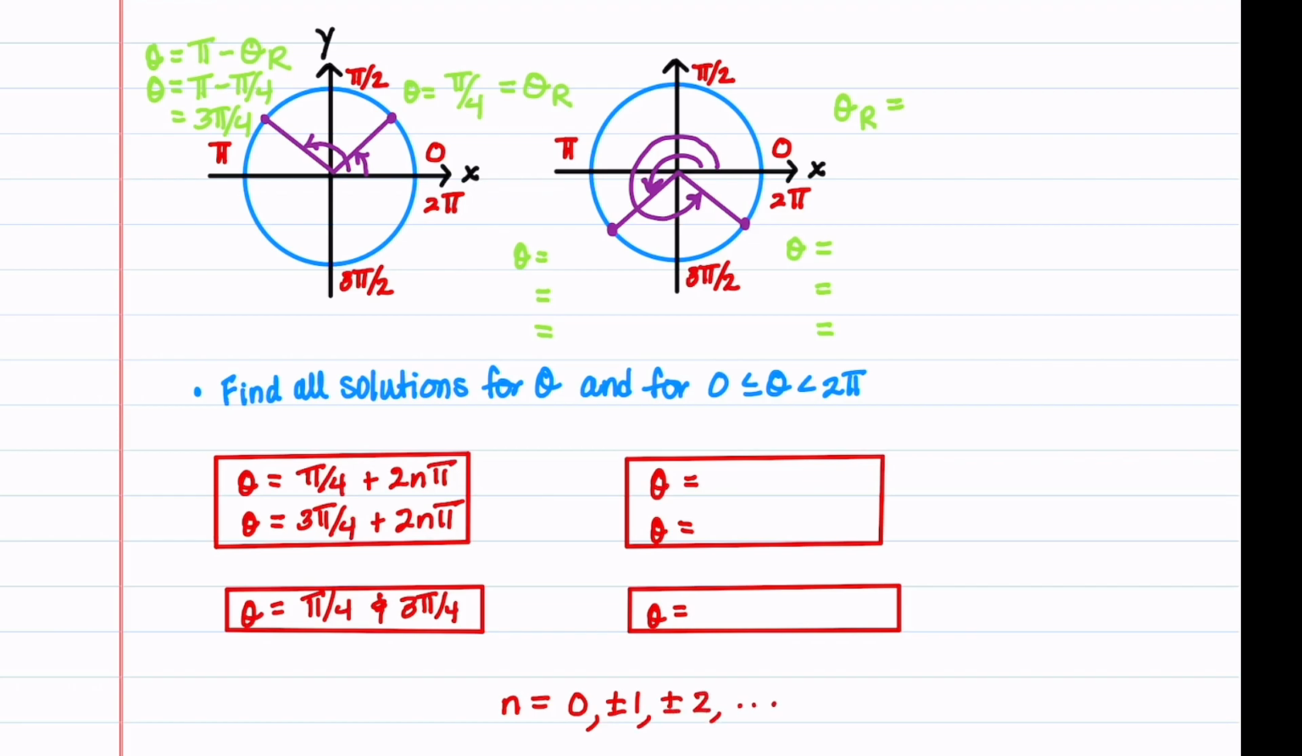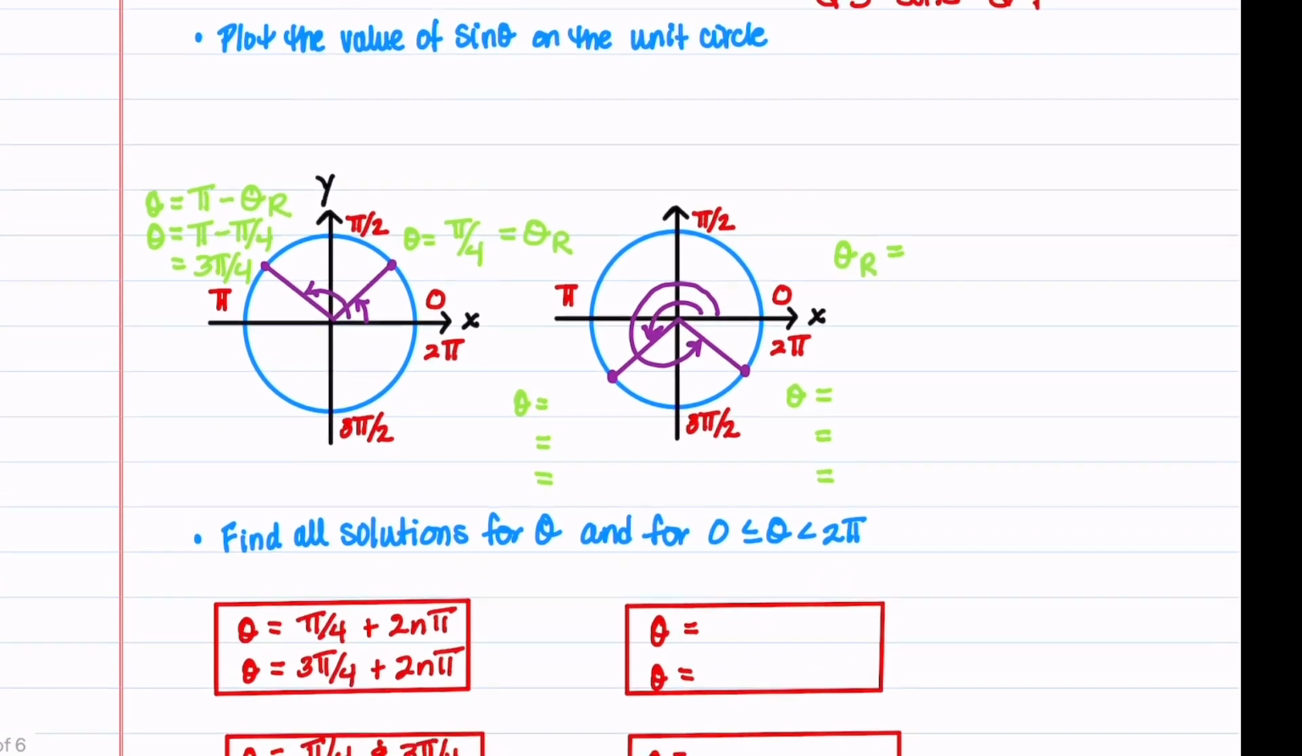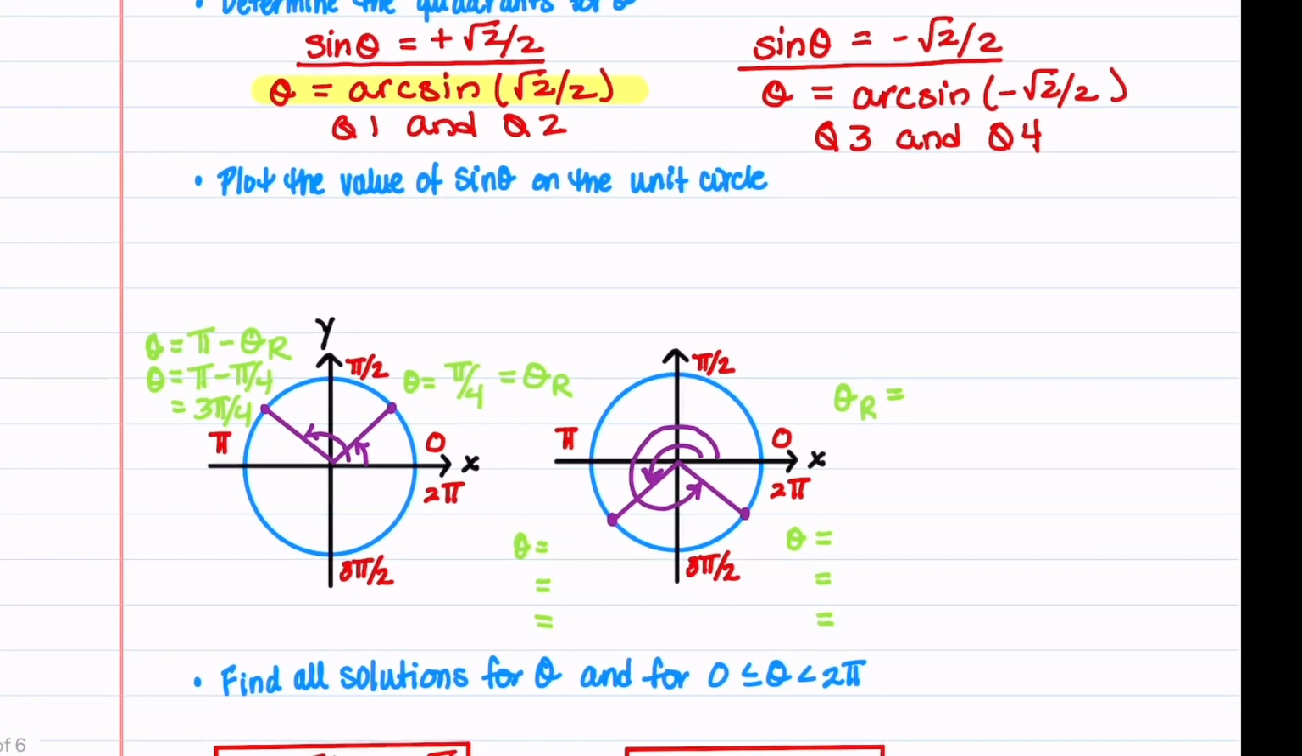So we have the positive 1 done. Let's go back up and let's do the negative 1. We'll start by noting that our reference angle in the first quadrant is equal to pi over 4. When sine is negative, the solution is going to be in the third quadrant and the fourth quadrant. In the third quadrant, our angle is going to be pi plus theta sub r. So this is going to be pi plus pi over 4, and it's equal to 5 pi over 4.